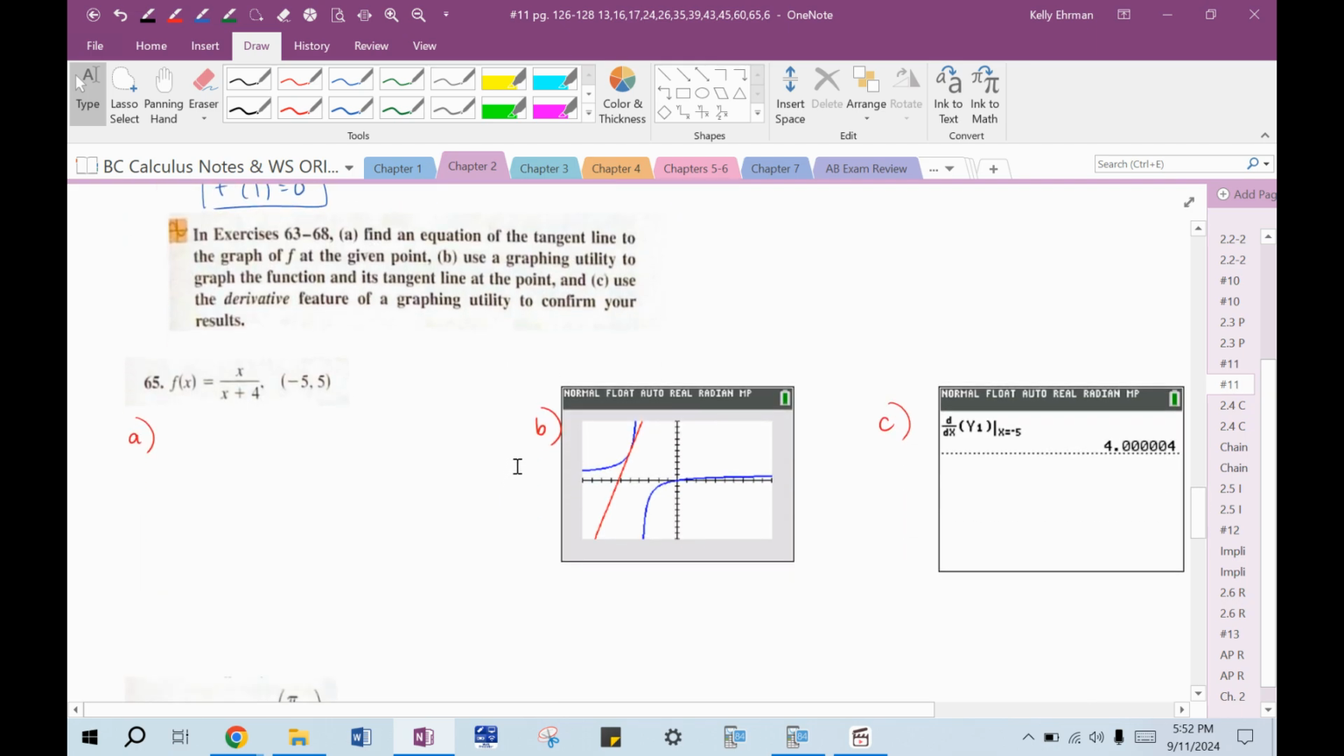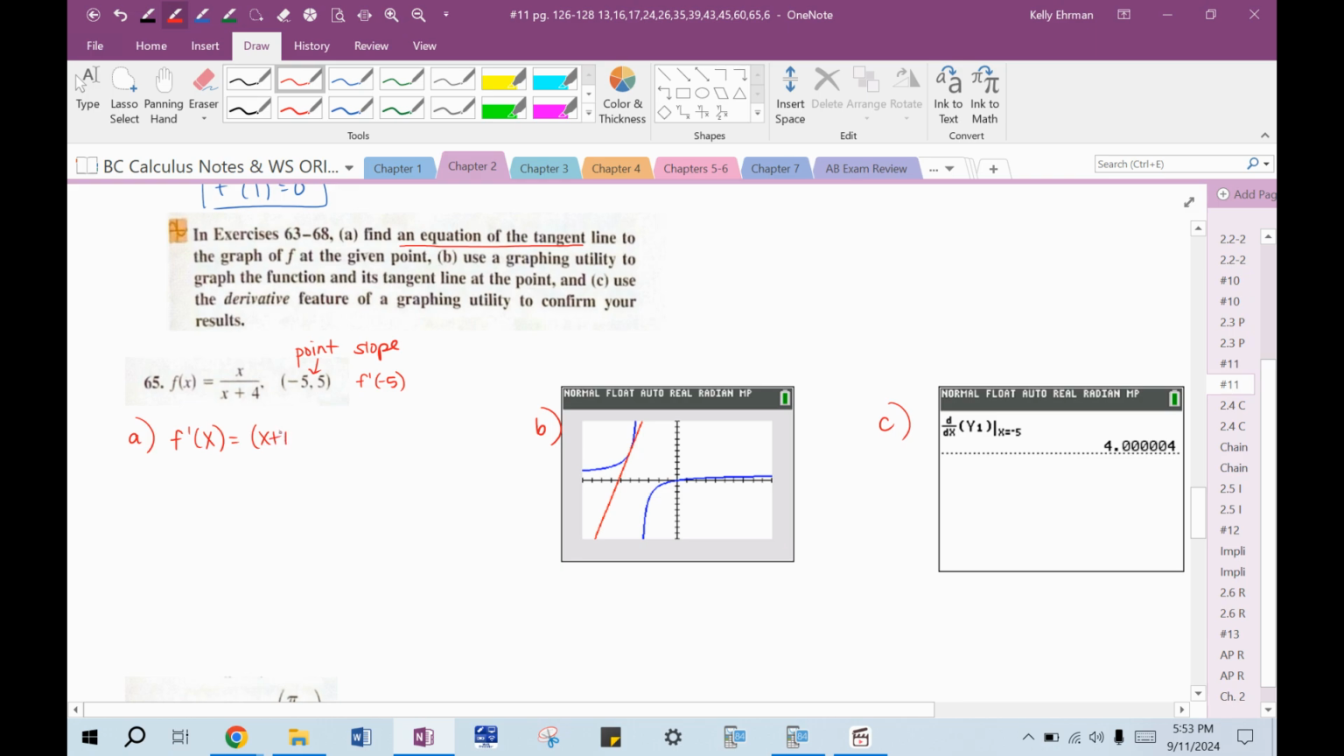All right, for 65, part A is find an equation of the tangent line. So remember, to do that, you need a point, which is given to us, and you need a slope. And to find the slope, that means that you need to find f prime of negative 5. So that means we need an f prime equation. Remember, you cannot divide. This looks like an upside down heart. That means it's bad. We can't divide each term by the separate x and the 4. So we have to use quotient rule to find f prime of x.